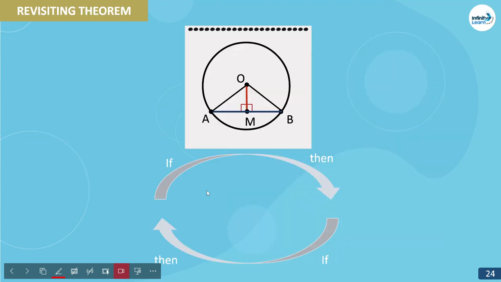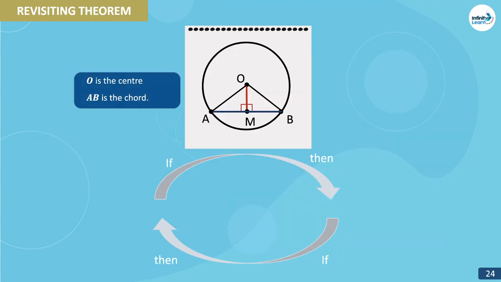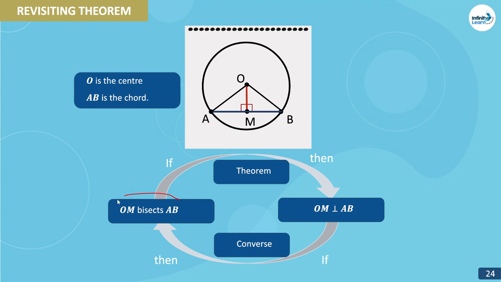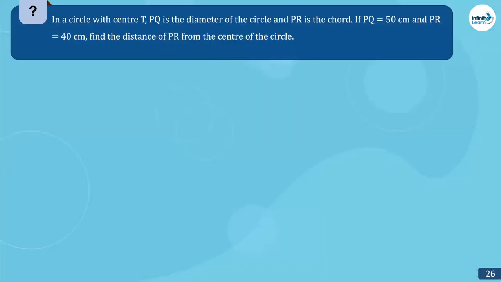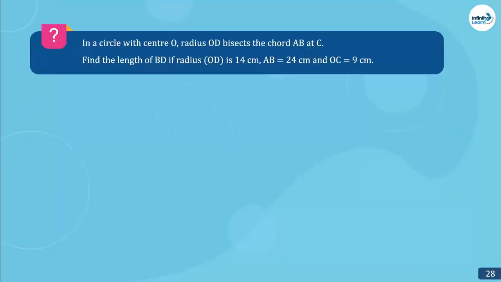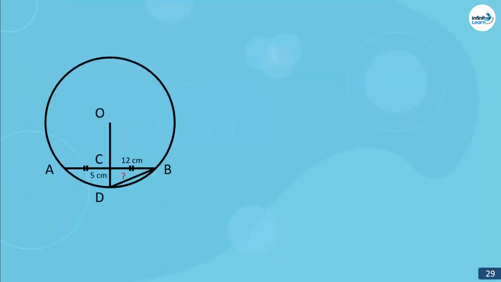Okay? So revisiting the theorem, look carefully. If OM bisects AB, then OM is perpendicular to AB. It means if AM equals MB, then OM is what? Perpendicular. And if OM is perpendicular, then AM equals MB. Okay? Then there is question number 1. We will do question number 2 for practice.